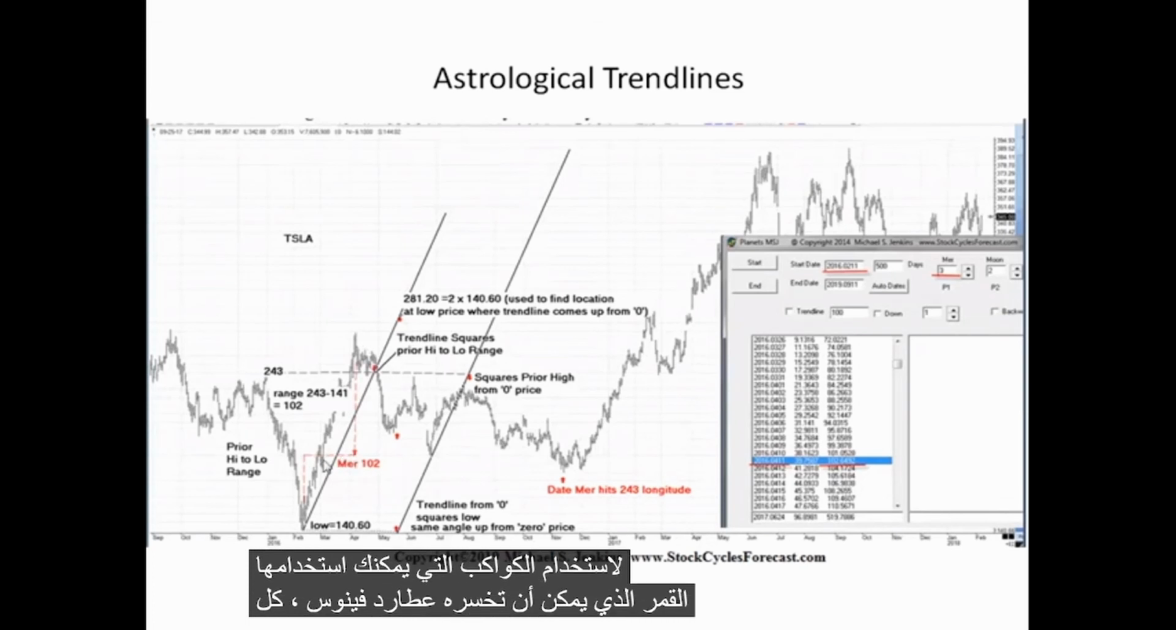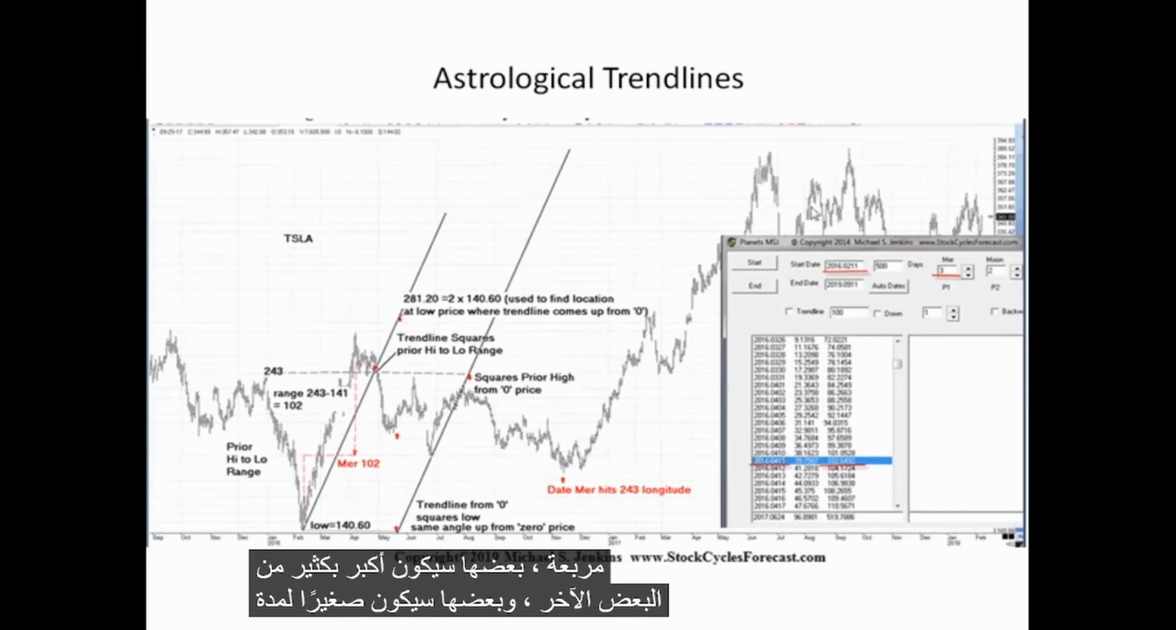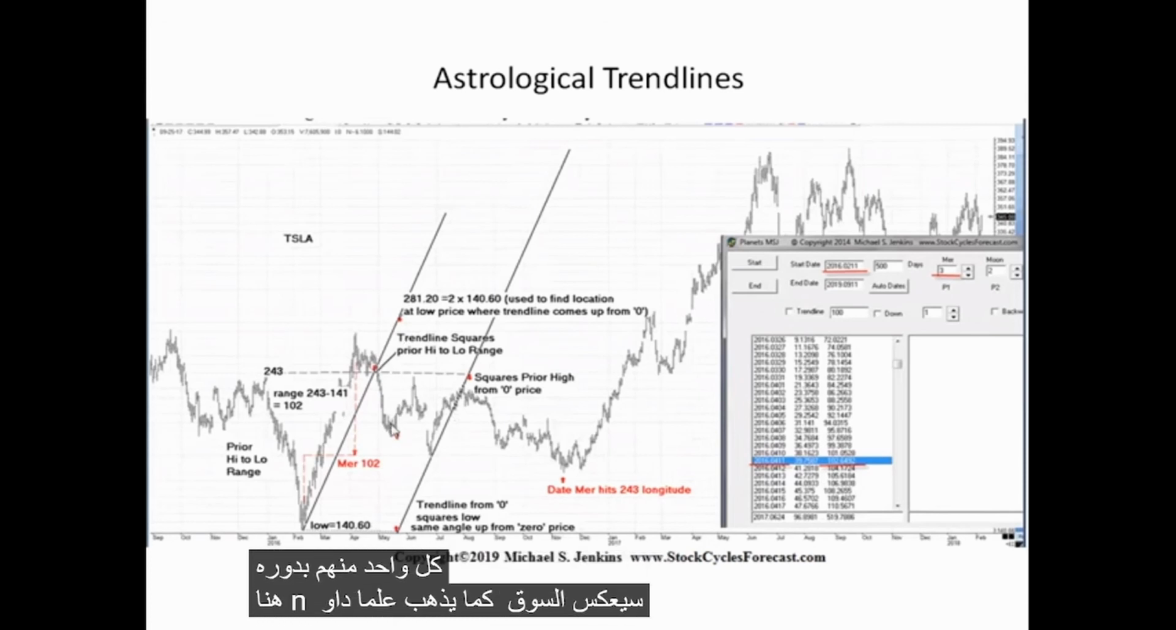So this is an easy way of using planets. You can use the moon, you can use Mercury, Venus. All of them will give you various trend line square routes. Some will be much bigger than others, and some will be the small little 3 days, 3 weeks, 3 months. But every one of them in turn will reverse the market as it goes.